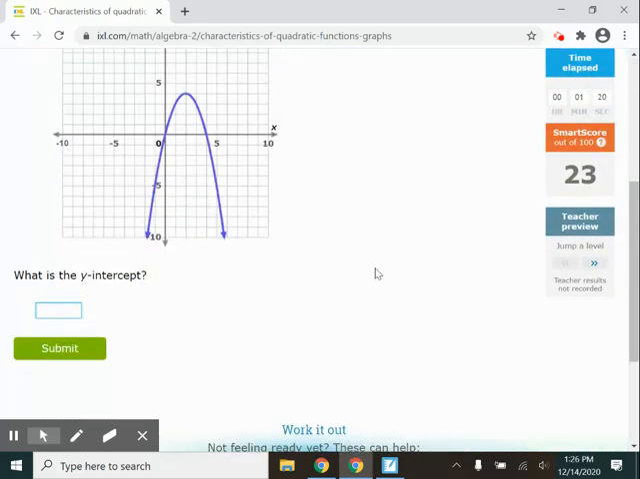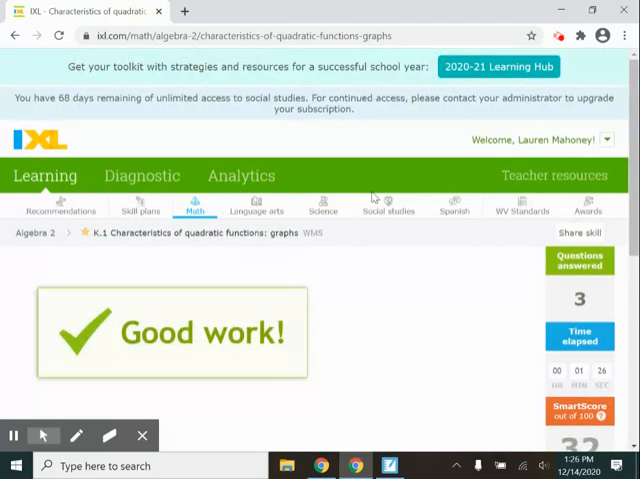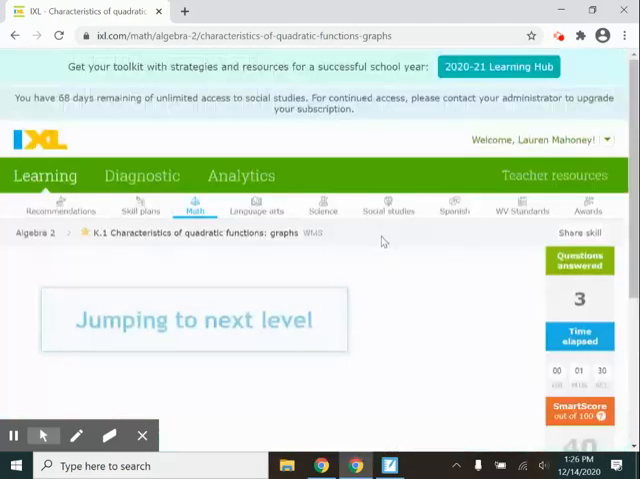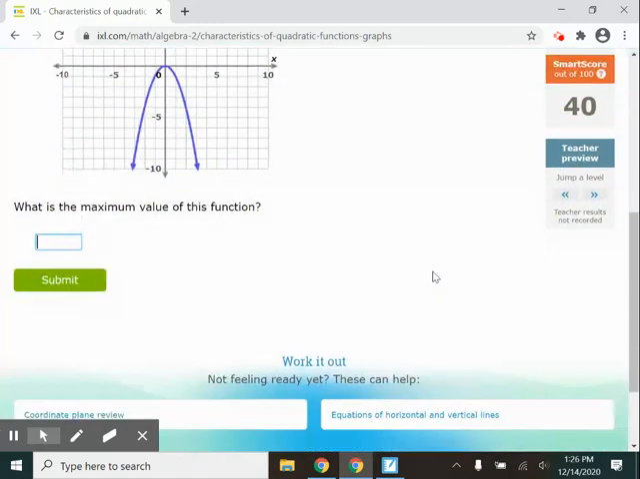This one is asking for y-intercept again. That y-intercept value is going to be 0, so I'm going to go ahead and put that in. This one is asking us for a vertex. Let's see if they have any other types of questions here.